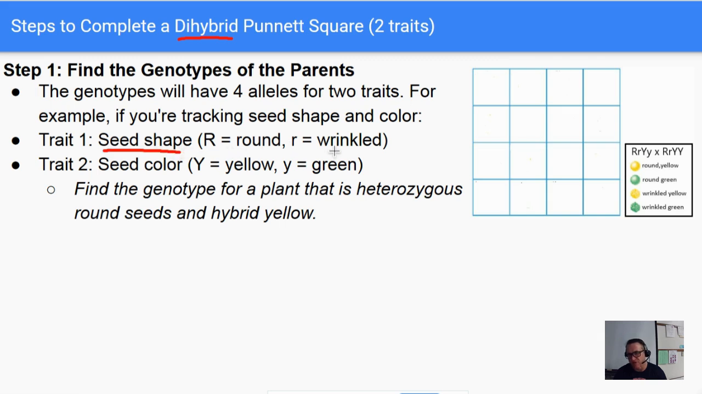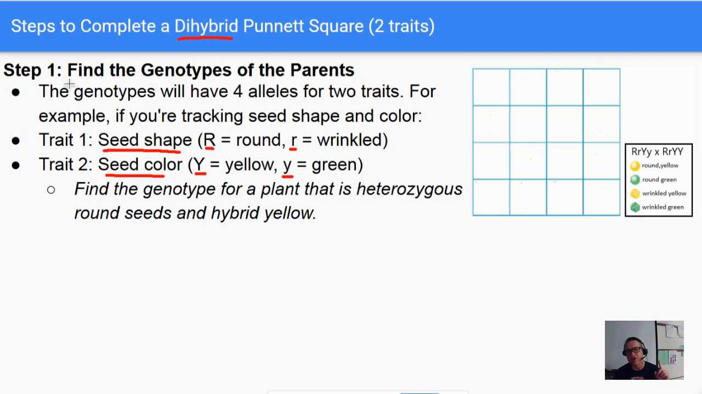Are they round or are they wrinkled? Round is dominant, wrinkled is recessive. But at the same time, we're also going to look at the color of the seed. Yellow allele is dominant and green allele is recessive. So now since we're looking at 2 traits at once, we can't just use 4 boxes. Now we need to have 16 different boxes because there are a lot of different combinations of alleles.